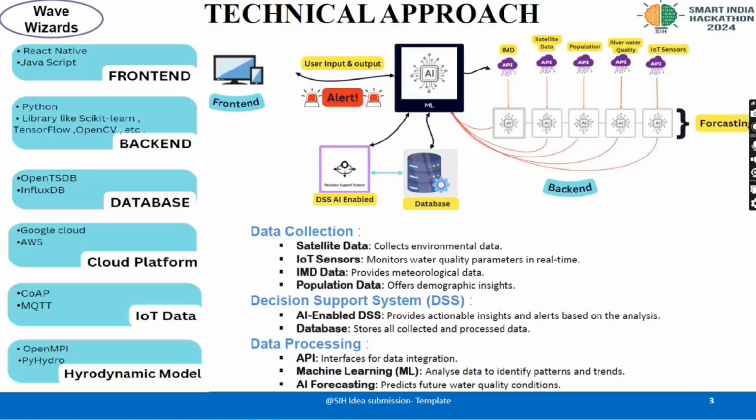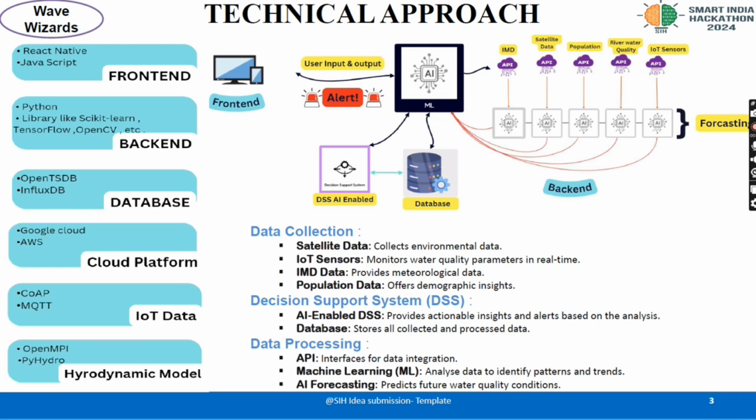Now moving on to the technical approach, this would be our tech stack. In the front end, we'll use HTML, CSS, JavaScript, and React Native. For the back end, we'll use Python and its libraries, TensorFlow and OpenCV. For databases, we'll use OpenTSDB and InfluxDB, and AWS would be used as the cloud platform. IoT data would be transferred using CoAP and MQTT. For hydrodynamic models, we'll use OpenMPI and PyHydro.